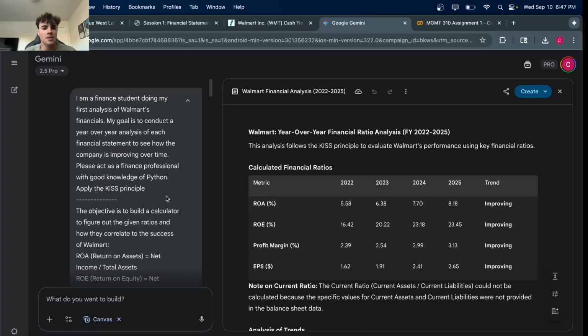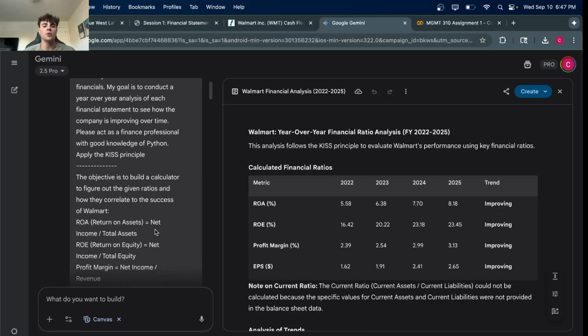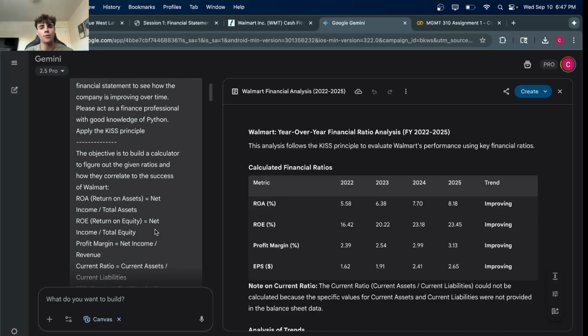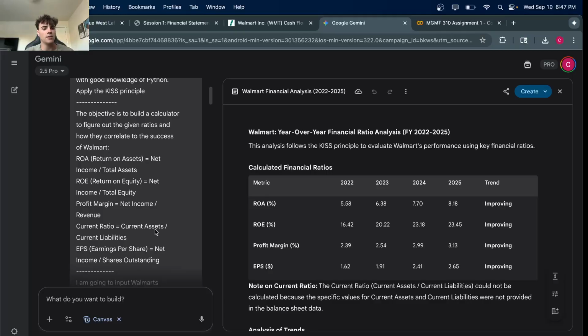I asked it to please act as a finance professional with a good knowledge of Python and apply the KISS principle, which is keep it simple, stupid. I said the objective is to build a calculator to figure out the given ratios and how they correlate to the success of Walmart. I asked it to figure out the ROA, which is return on assets, which is how much profit a company makes for every dollar of assets it owns.